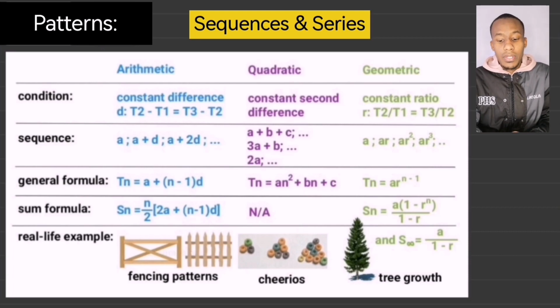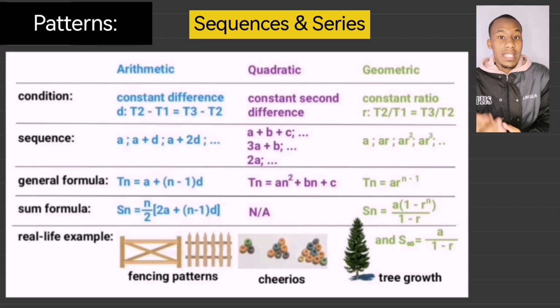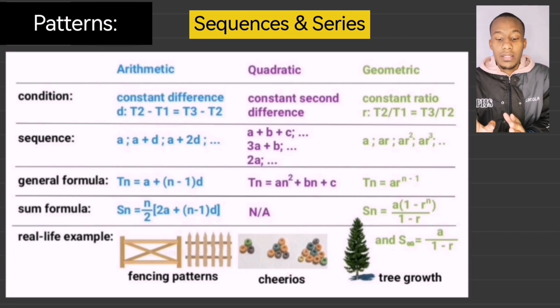For a quadratic sequence, notice we now have a constant second difference, and I'll do a worked example of this. So I'm not going to explain too much here, but you can have a look at the general formula there. That's important to note.